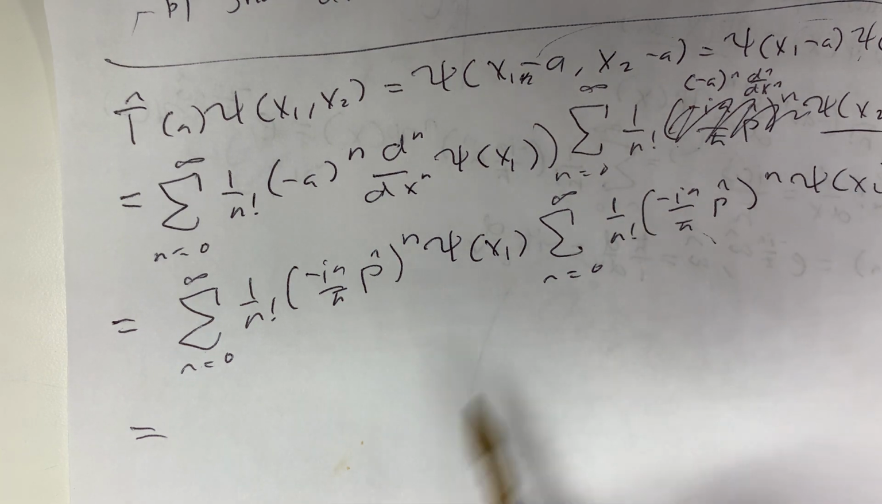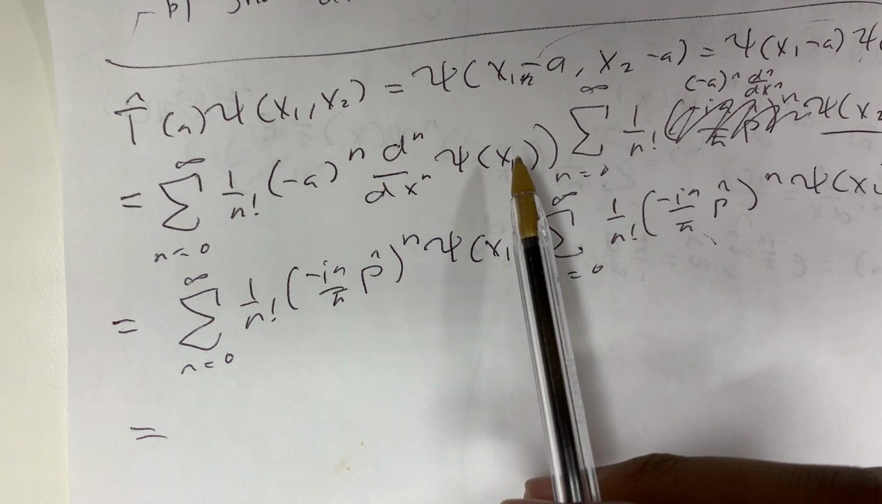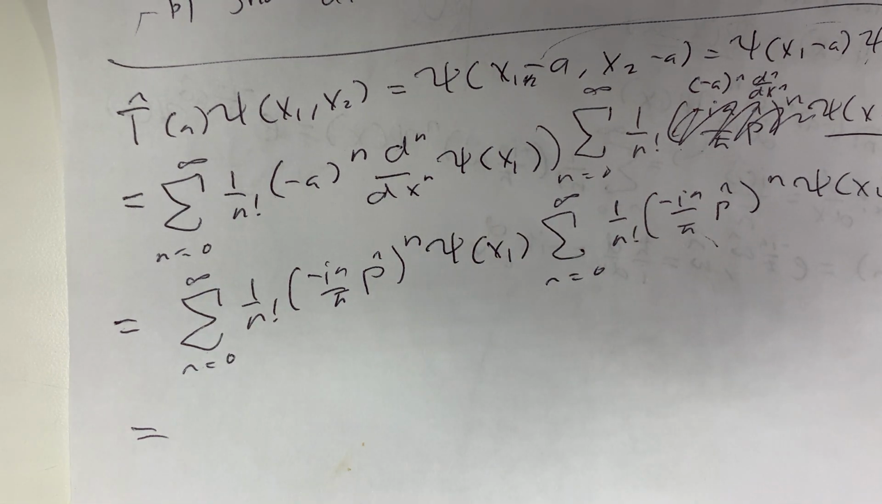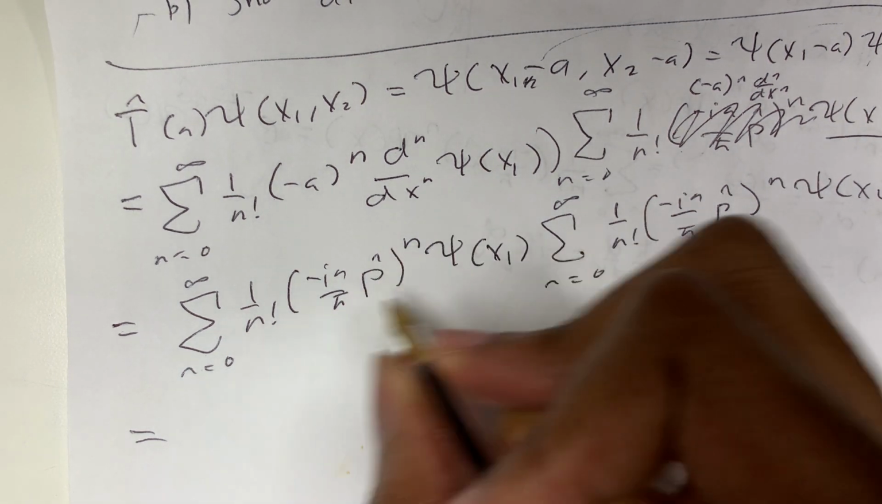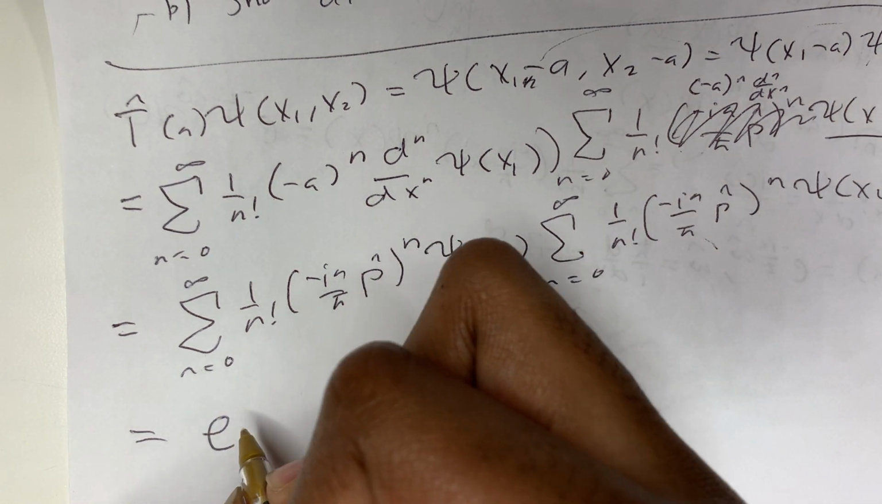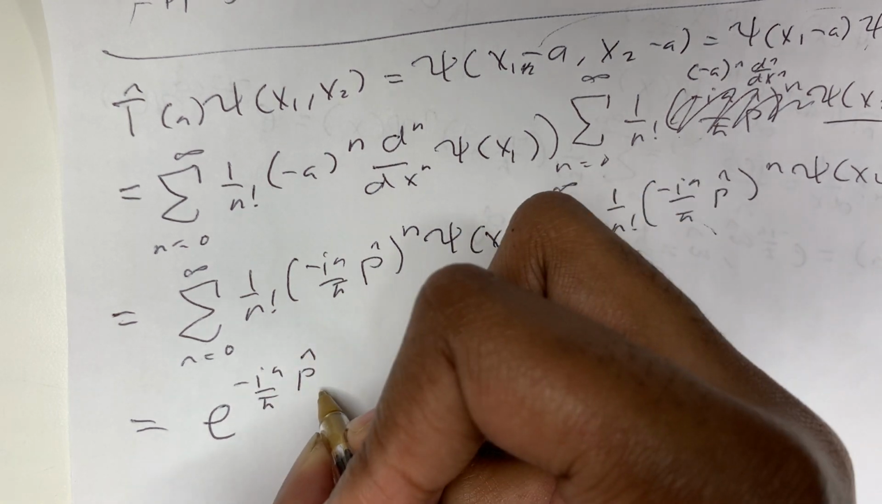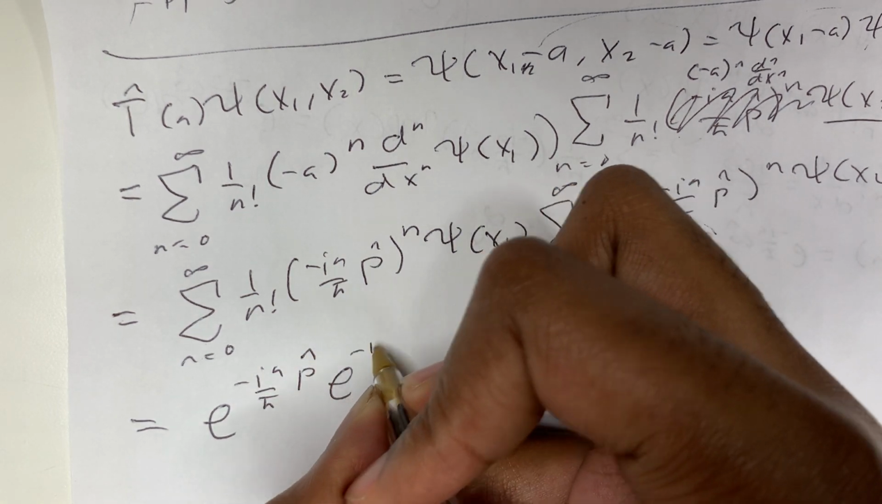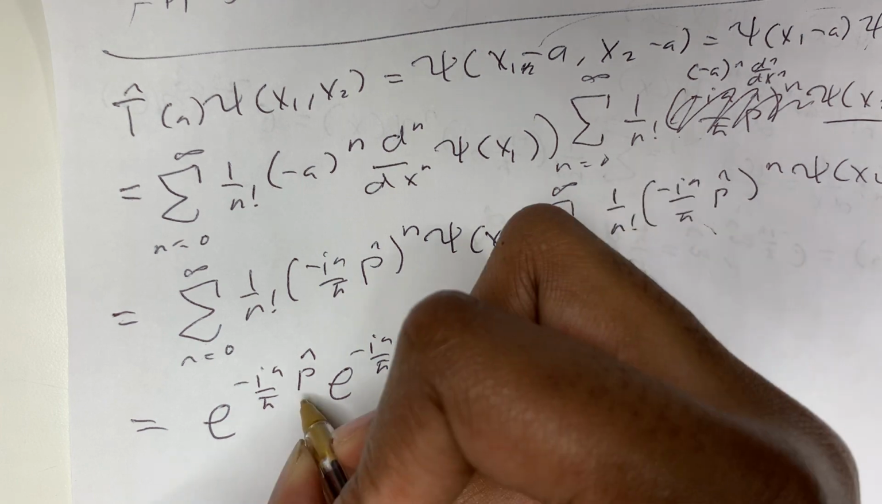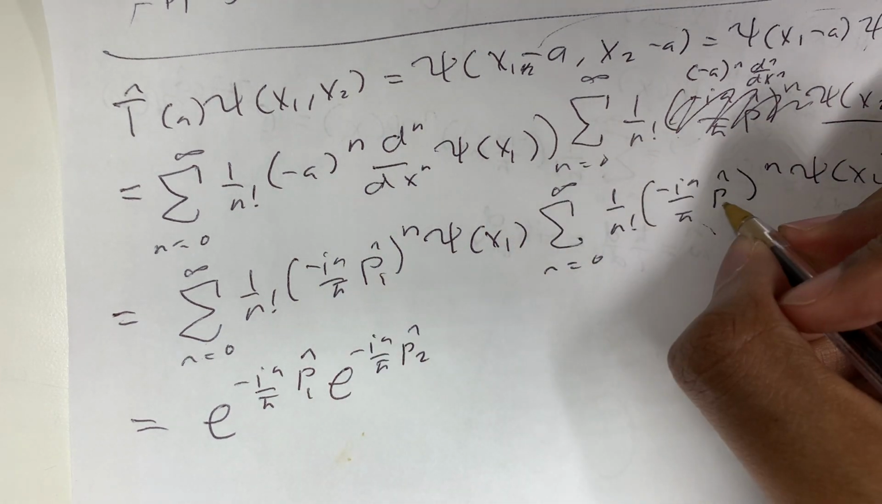And then we get this, right? Hopefully you guys can see what I'm doing right now. Okay, and then we see that these are both exponentials: e to the minus i a over h bar p hat times e to the minus i a over h bar p hat. This should be p1, p2, p1, p2.